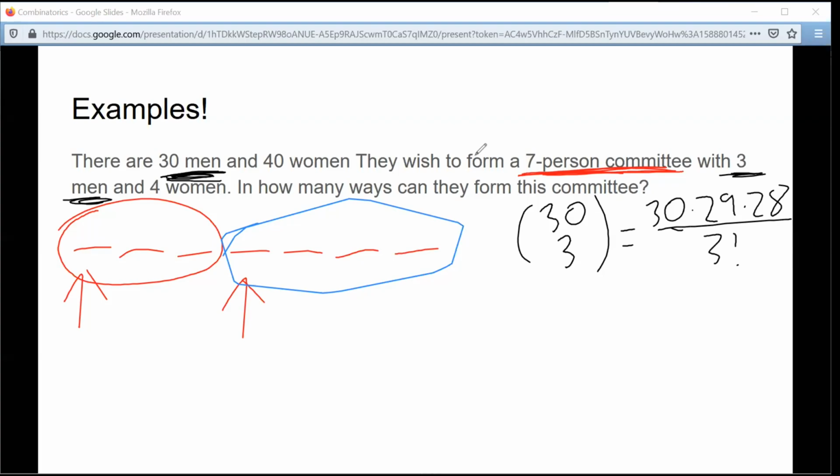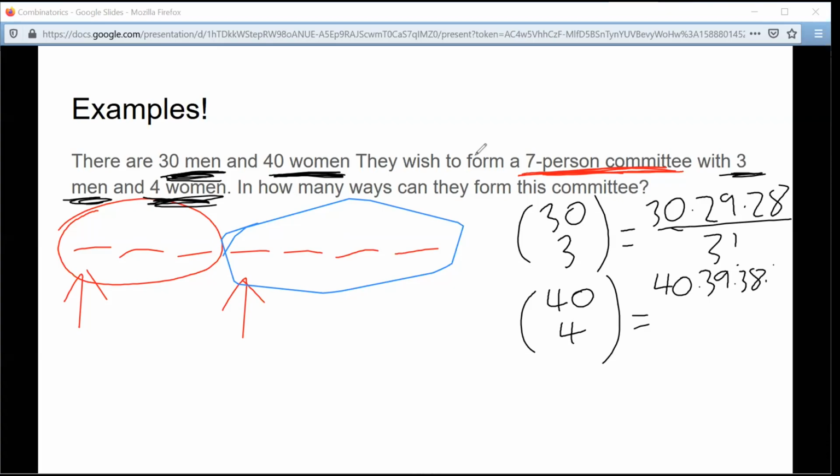And similarly, for women, we have 4 positions, but we have 40 people to choose from. So we would do 40 choose 4 for the number of ways to put 4 women in the committee. And this would be 40 times 39 times 38 times 37 divided by 4 factorial. So can anyone here finish the problem and tell me what we should do with those two numbers that we got? 30 choose 3 and 40 choose 4.